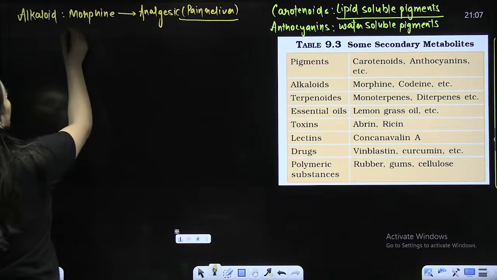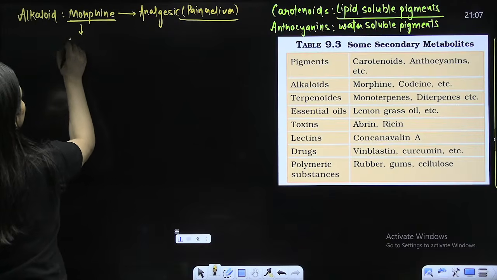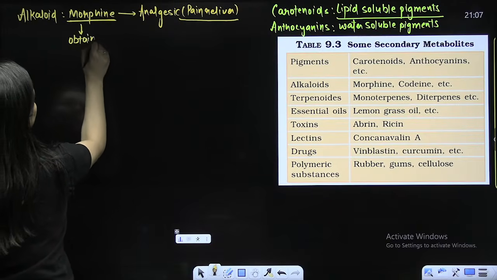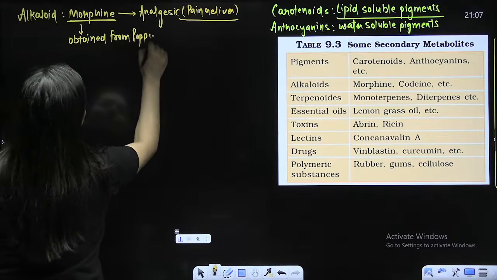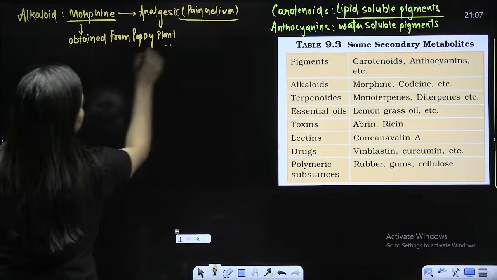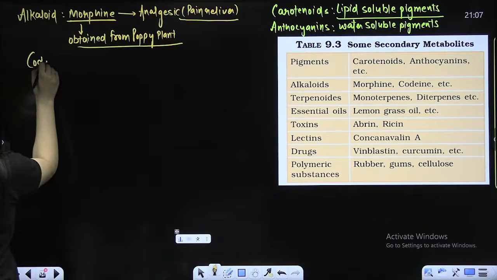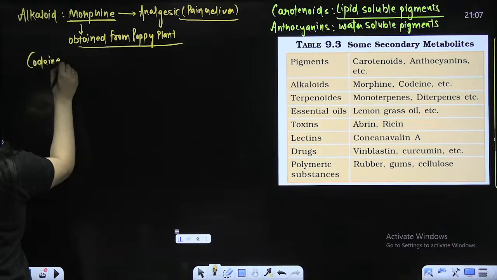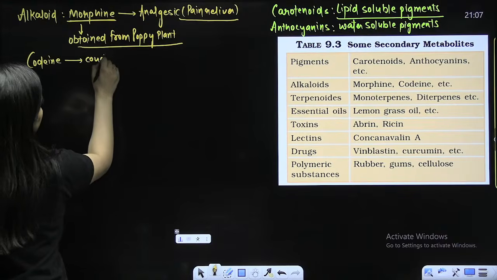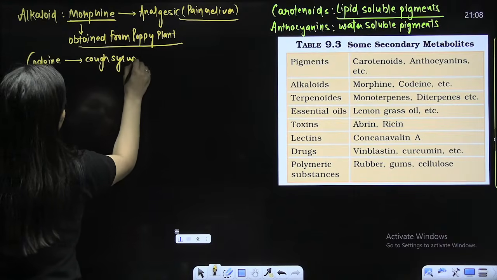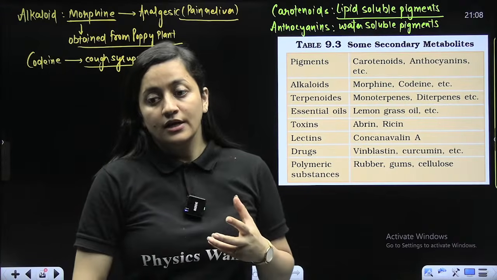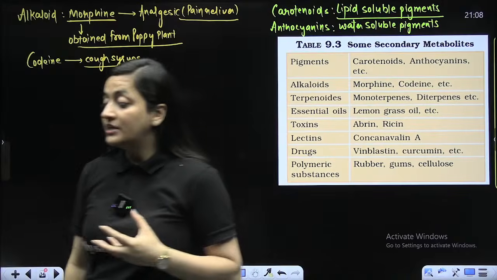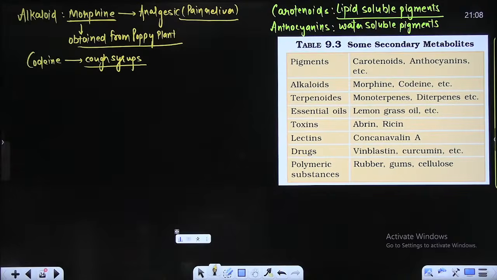That is morphine. This morphine is obtained from the poppy plant. In class 12th also we read about that. Now, codeine is also an analgesic, and we see codeine in cough syrup. Do check the cough syrups. Not all cough syrups, but some do have codeine. So it is found in cough syrup.